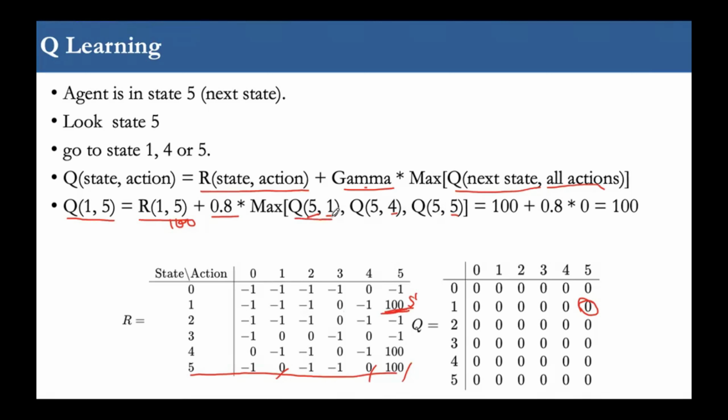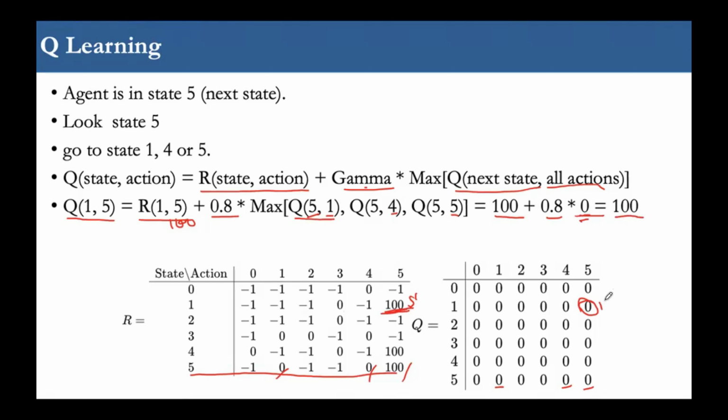So what is Q of 5 comma 1? Q of 5 comma 1 is 0. What is Q of 5 comma 4? It is 0. And what is Q of 5 comma 5? It is 0. So what is the maximum of 0, 0, 0? It is 0. So we will get 100. 100 is the reward of 1 comma 5, plus 0.8, that is the gamma value, into 0. So you understood how we get this 0. So when you simplify this, we will get 100.